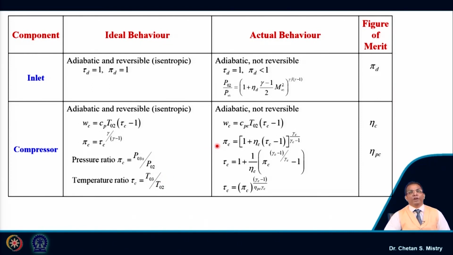If we move towards the actual condition, the process is not reversible, and that is the reason why we introduced the terminology called adiabatic efficiency. We also introduced the terminology called polytropic efficiency. So, in this case the figures of merit are the adiabatic efficiency of the compressor and the polytropic efficiency of the compressor.